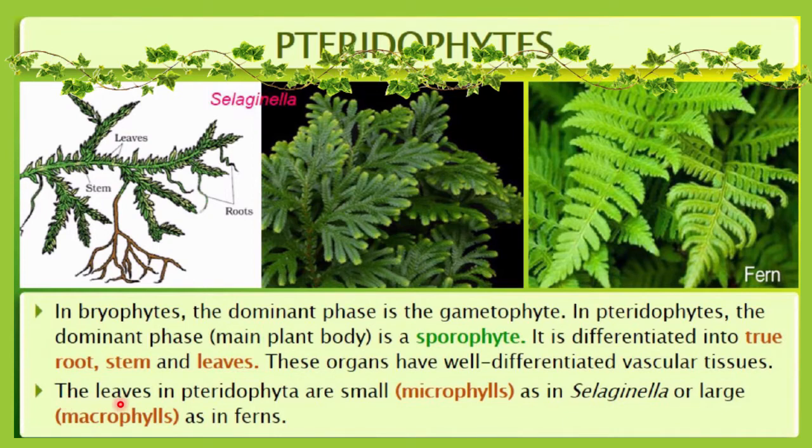The leaves in pteridophytes may be small, and small leaves are considered microphylls. Micro means small and phyll means leaf. So a small-sized leaf is called a microphyll. An example is Selaginella. Here you can see Selaginella with very small leaves, and they are called microphylls as they are small in size. Micro, small; phylls, leaves. You have to remember this example.